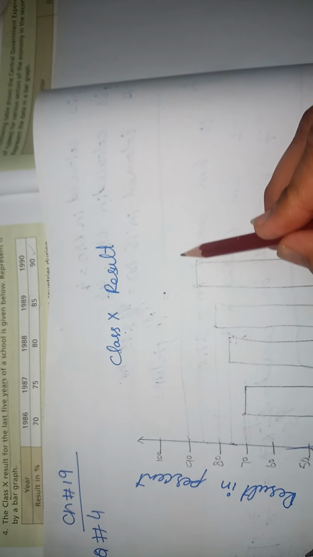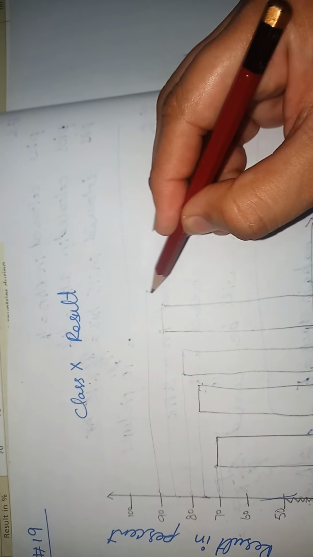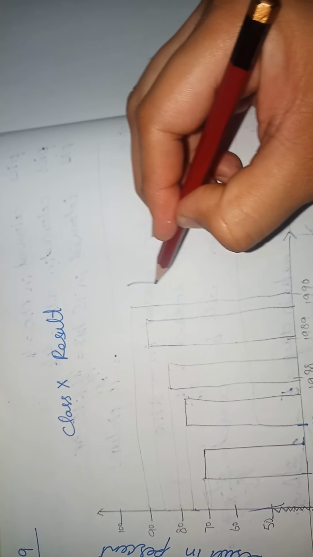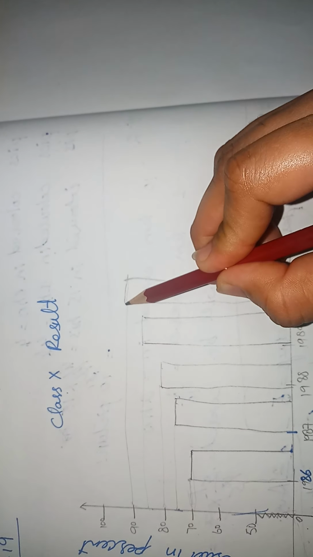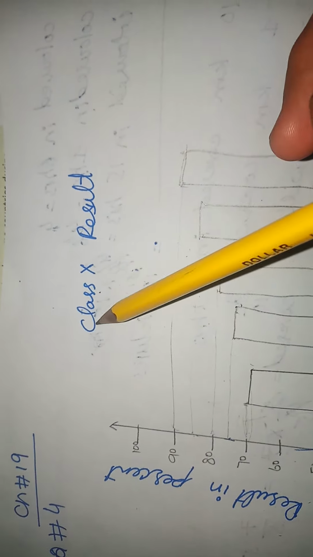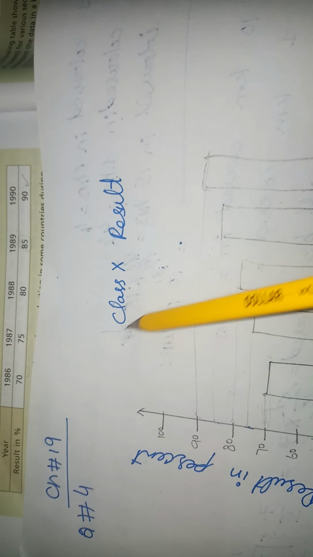And in the year 1990, the percentage got to 90%. So we will go to 90% in that year. All the work should be done with the help of a scale. So you have to keep in your mind that you have to do the class 10th result. You should display the class 10th result, and it should be written over here.